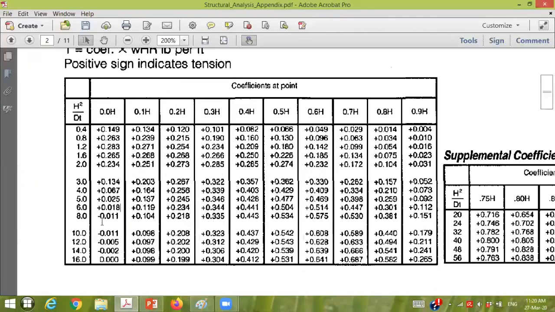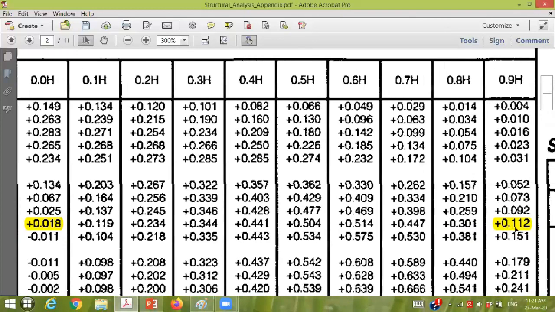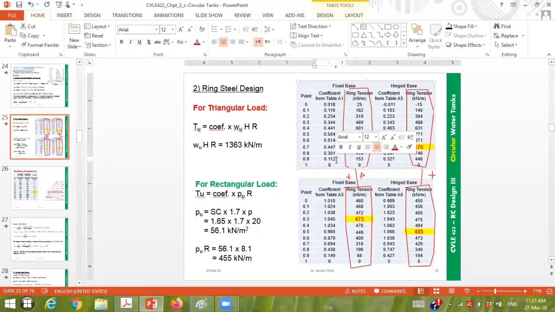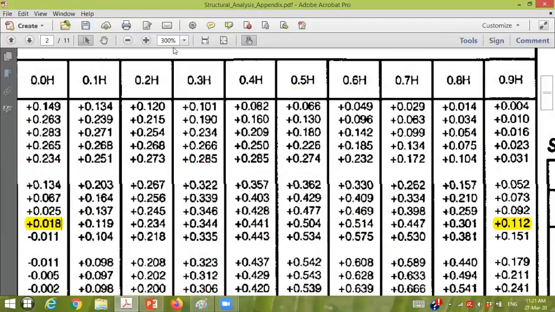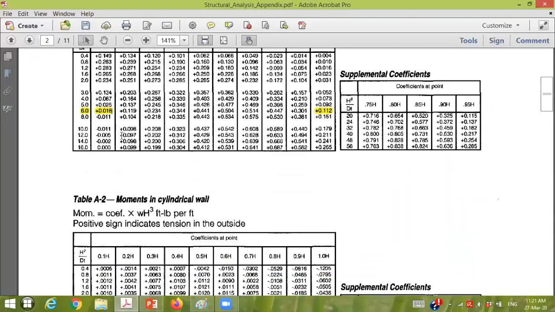So we have 0.018 at 0h for h square over d equal to 6 and we have 0.112 at 0.9h. So هذا اللي طلع معنا نحن 0.018 at 0 and 0.112 at 0.9. دايما على البيز بيكون هو 0 لأنه على البيز منقوط بالفونديشن. So this was the coefficient for fixed base free top triangular.